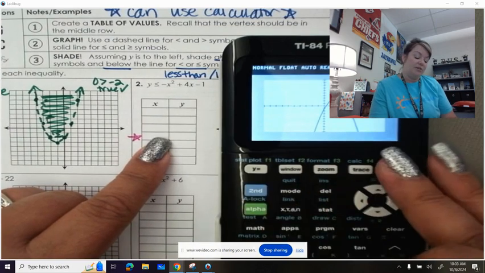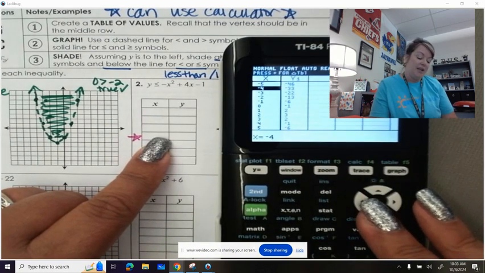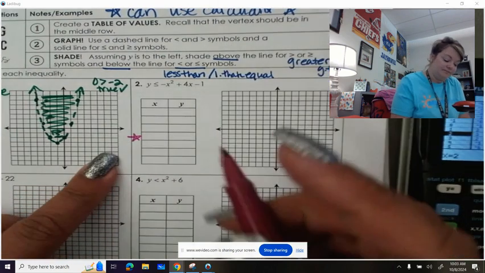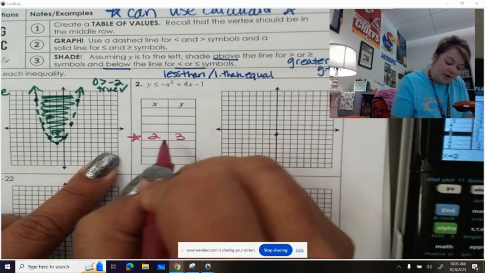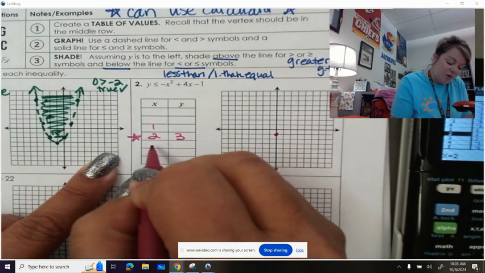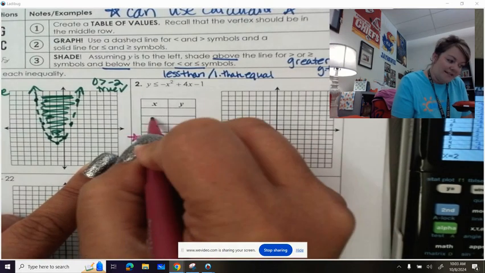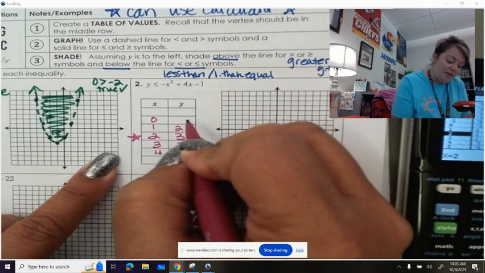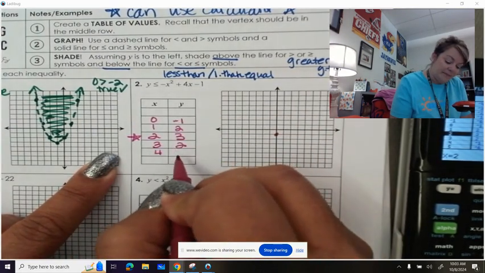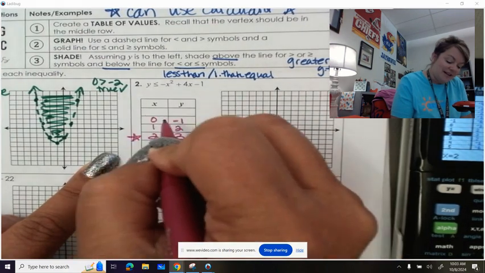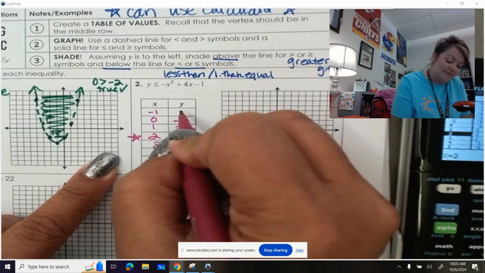So let's go to our table of values. Looks like my vertex is right here at 2, 3. Then the points on each side of that, so 1 and 3 are both at 2. 4 and 0 are both at negative 1. 5 and negative 1 are at negative 6.